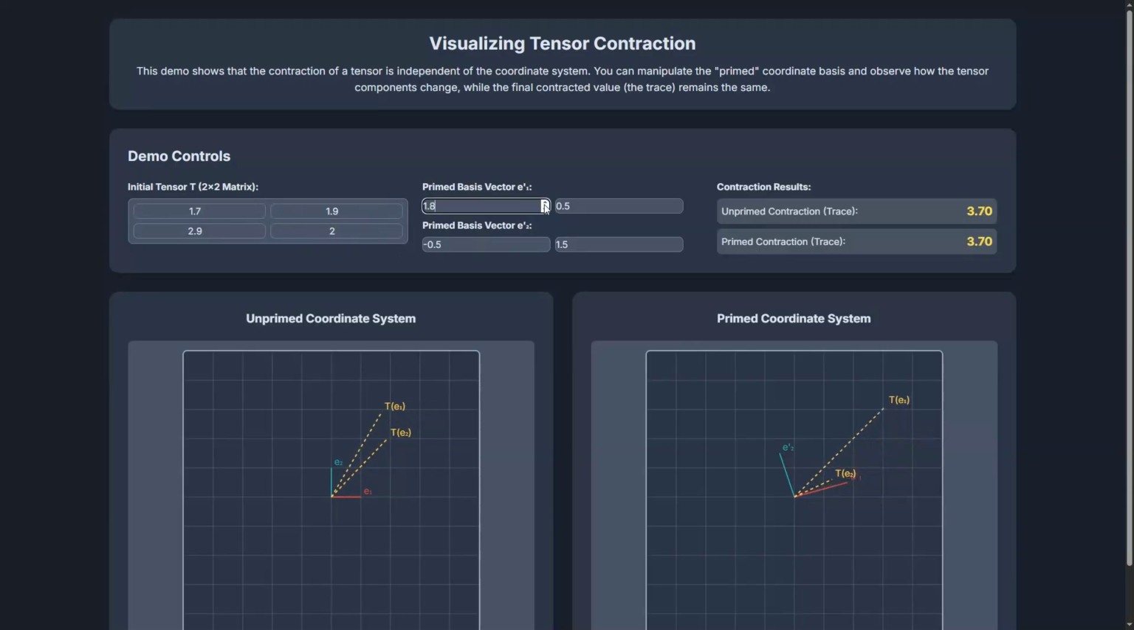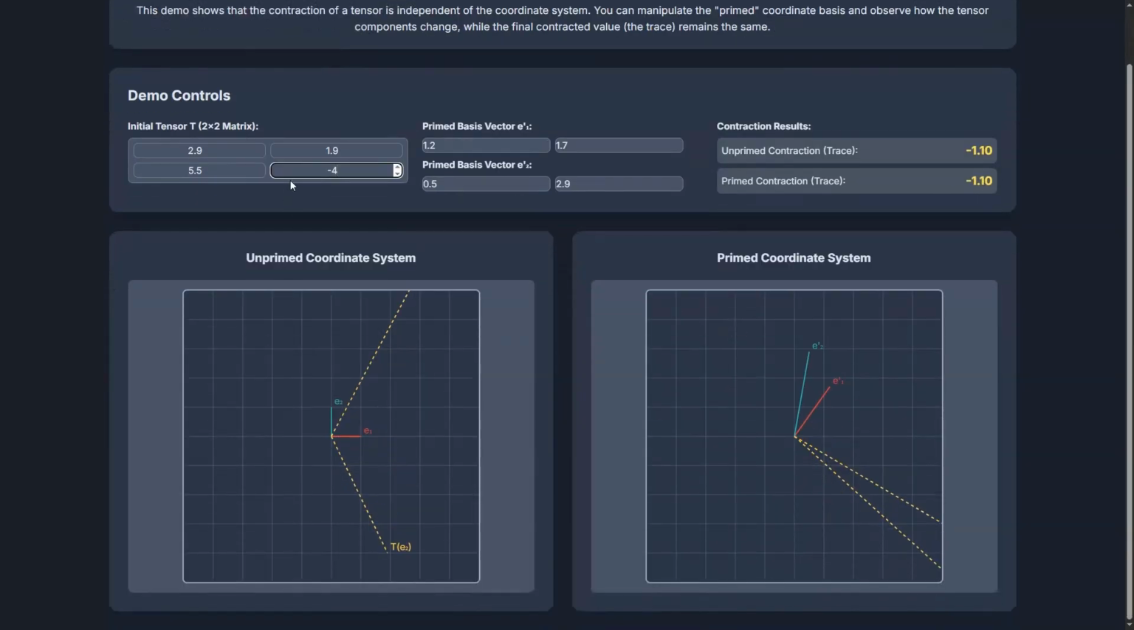And finally, the really big idea here is something called invariance. See, the individual numbers in a tensor might change depending on your coordinate system, like how you're looking at it, but the final result of the contraction, that number, which we often call the trace, stays exactly the same, no matter what. This proves it's a core, fundamental property of the system itself. So tensor contraction is the essential, unchanging operation we need to simplify and truly understand the intrinsic properties of mixed tensors.